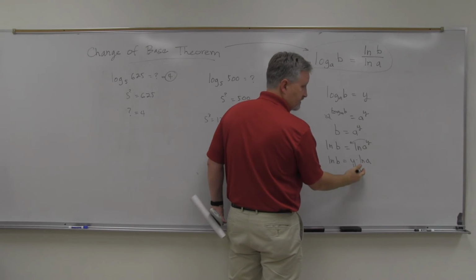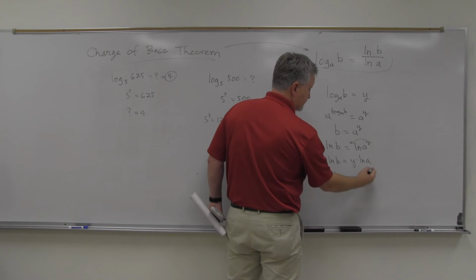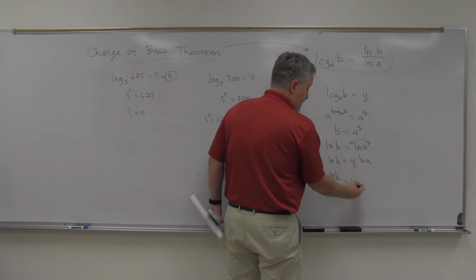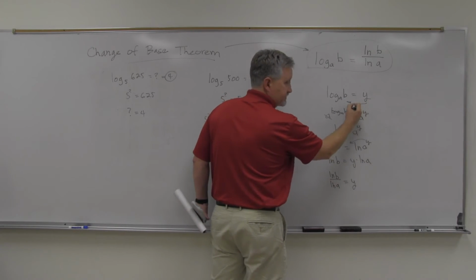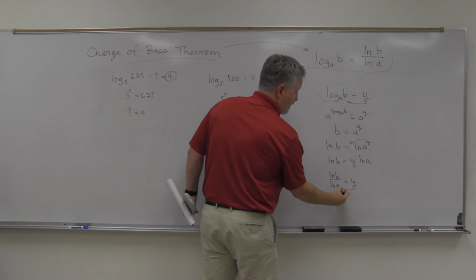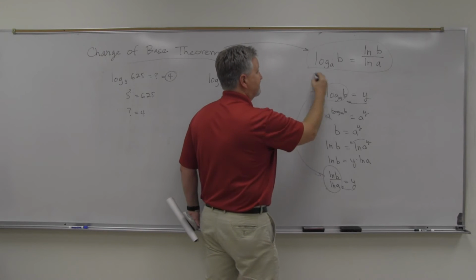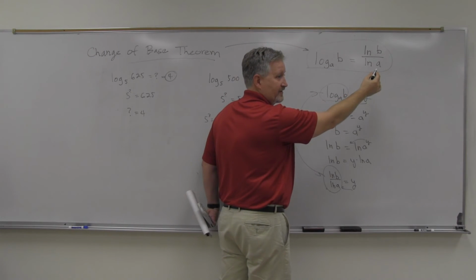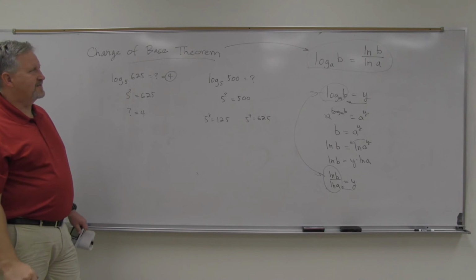If I solve that, I divide both sides by ln of A, because that's times ln. So we've got Y equals log base A of B, but Y also equals ln of B over ln of A. These two things are equal, which is exactly what I've got here. That's one way you can see how this works.